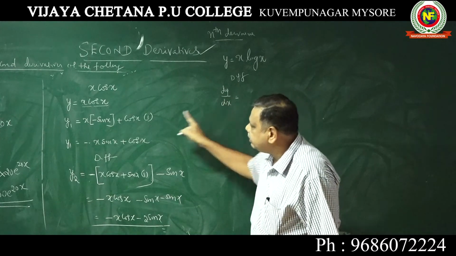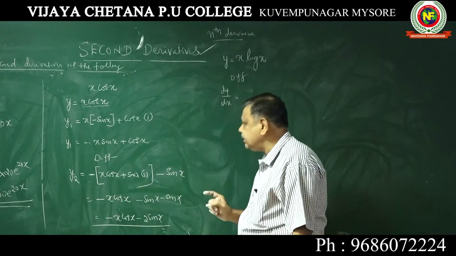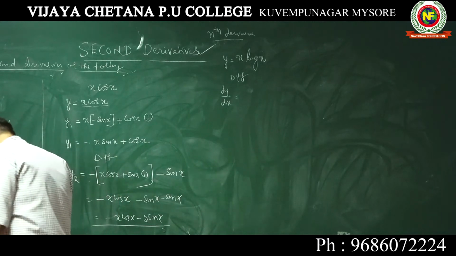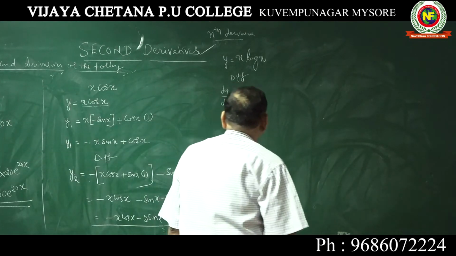And why I write this one is that you should understand: y1 is nothing but dy by dx, and y2 is d square y over dx square. That we require in future problems, which I am going to take up in the next class. All such things are important.